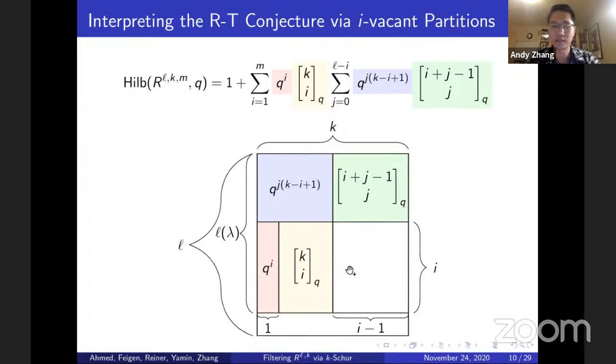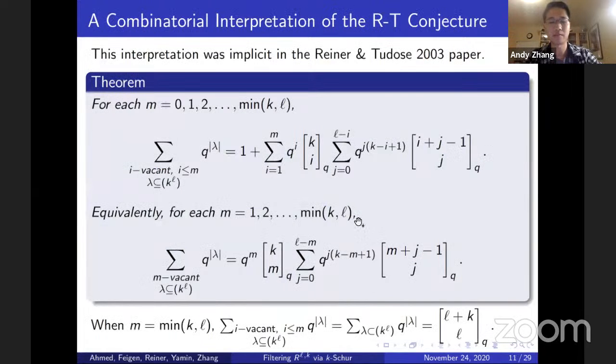So this says that for each partition, there's exactly one number I such that the partition is I-vacant. Then we can decompose it according to these 4 portions, and they correspond to expressions inside the right-hand side of the RT conjecture. To formulate it in another way, the right-hand side of the RT conjecture is the same as a generating function counting all I-vacant partitions where I is at most M.